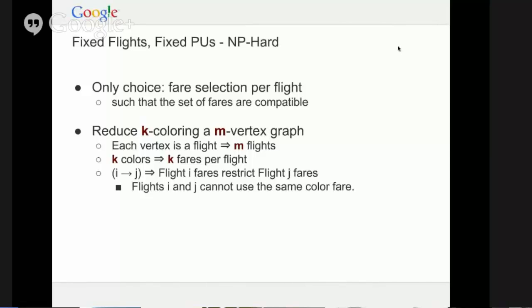Well, what I say is take an arbitrary graph which has M vertices, and I want to color it using K colors. So I map every vertex to a flight, so I have M flights, and every color to a fare. So if I have K colors, then I have K fares per flight. And there are edges between vertices, which means that if I have an edge from vertex i to vertex j, then the flight corresponding to vertex i is flight i. And I say that flight i's fares restrict flight j's fares. In other words, flights i and j cannot use the same color fare. That's essentially what the restriction says.